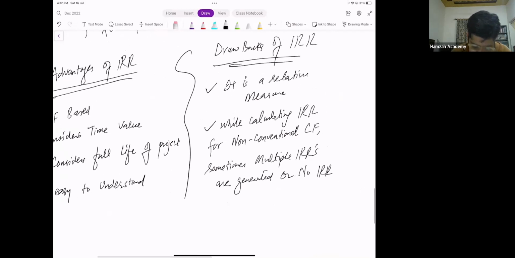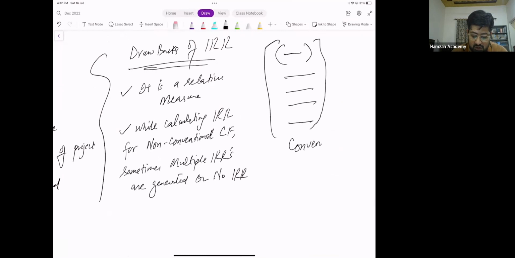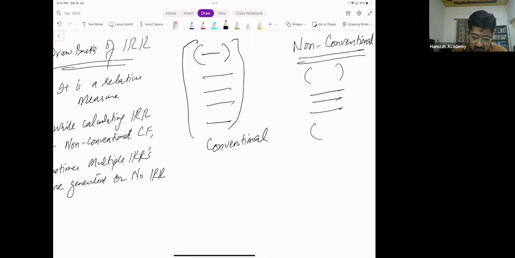Now, just see here. Student, what are conventional cash flows? Initially outflow, then inflows. This is called conventional cash flows. What is non-conventional? Initially outflow, then inflows. Then outflow, then inflow, then outflow. Means multiple times outflows. They are called non-conventional.